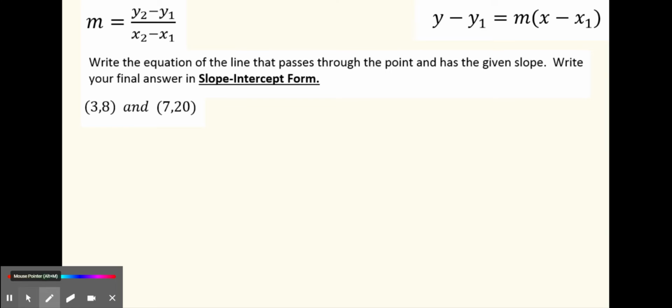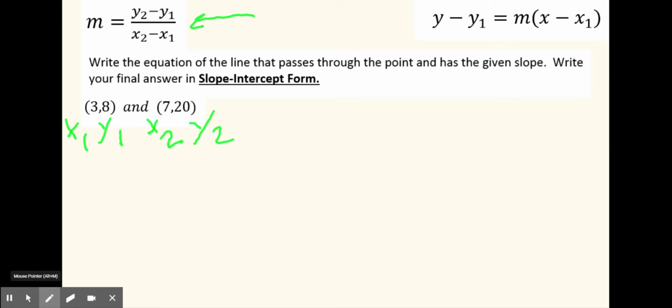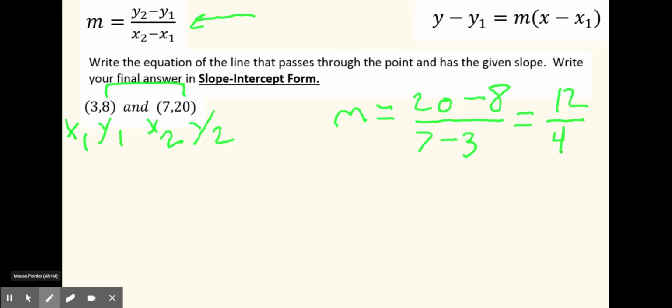Point number 1, that 3, 8, we'll call that x1, y1. Point number 2 is x2, y2. So we always first want to start with our slope equation to get the slope. m is equal to y2, which is 20, minus y1. If we labeled it, we can read it straight off: 20 minus 8 divided by 7 minus 3. So we really get 12 over 4, which simplifies down to 3. 12 divided by 4 is 3.